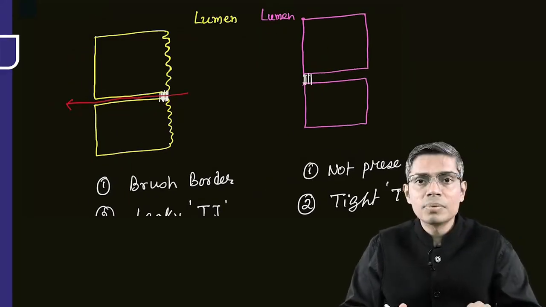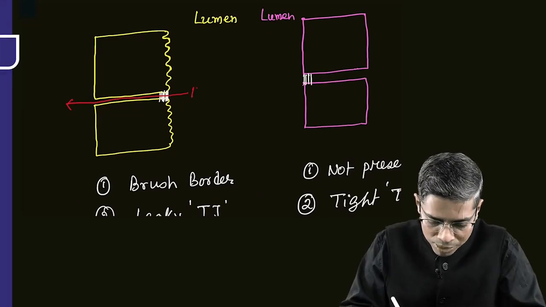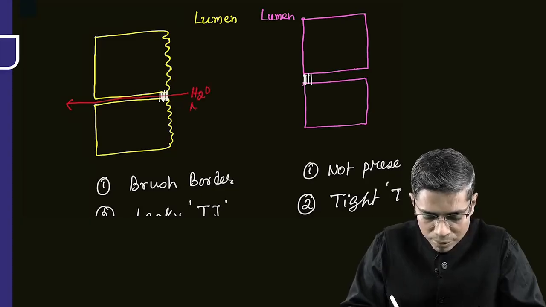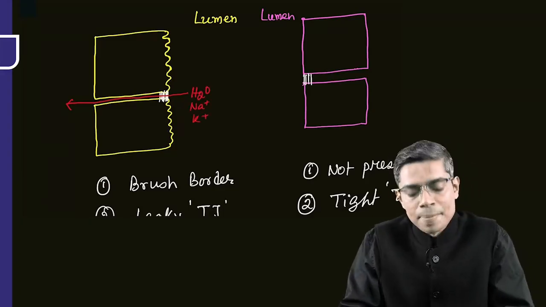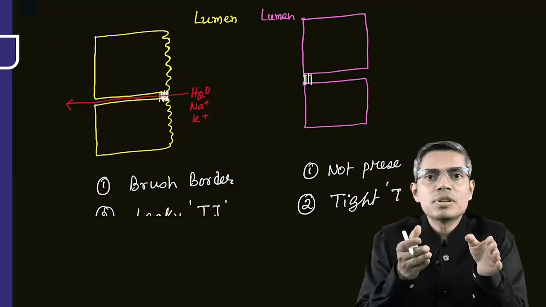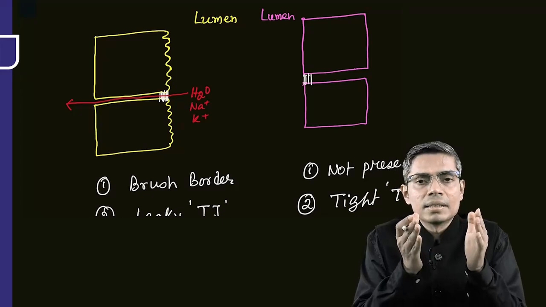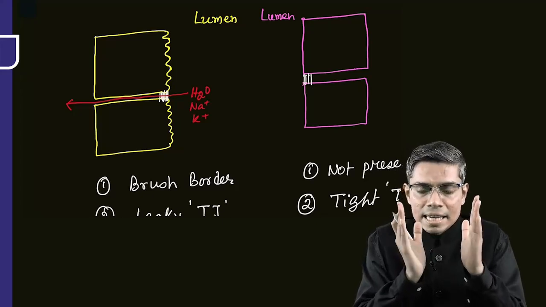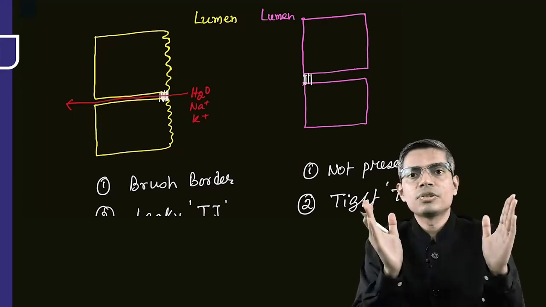That means this is the kind of reabsorption from the lumen. Which molecules? Small molecules, like water, sodium, potassium. They can easily penetrate through this leaky tight junction and easily be reabsorbed into your blood. This kind of reabsorption occurs in between two cells. It is not occurring through the cell.